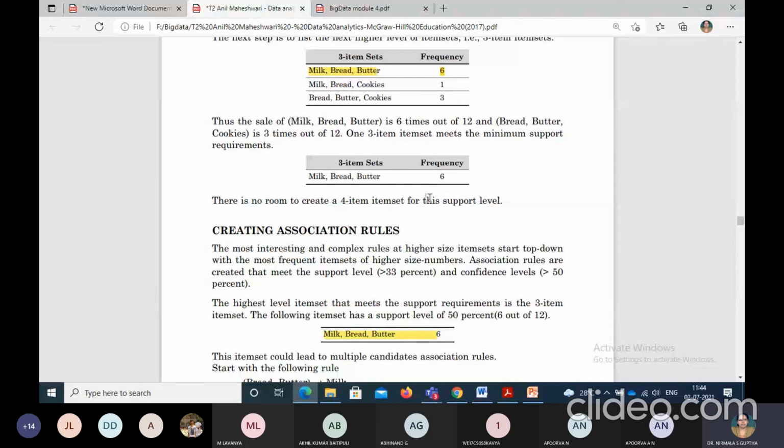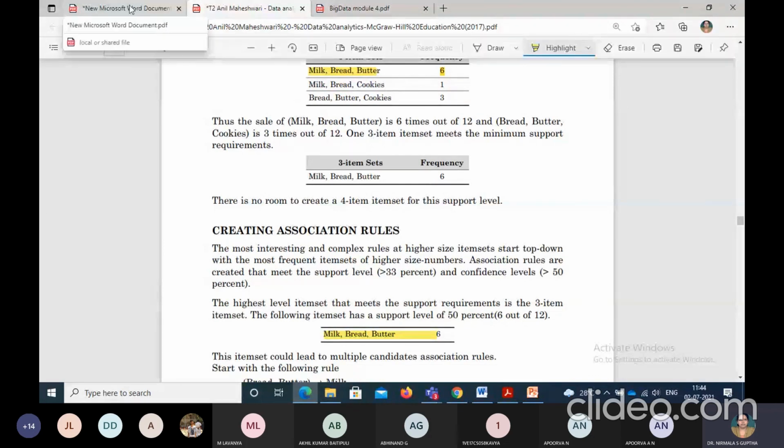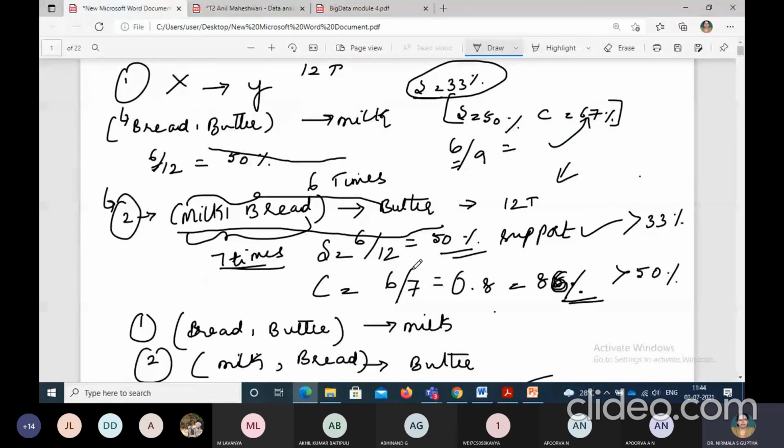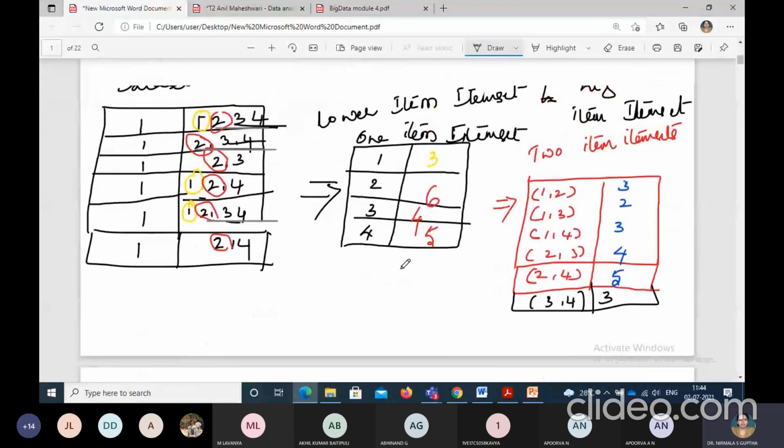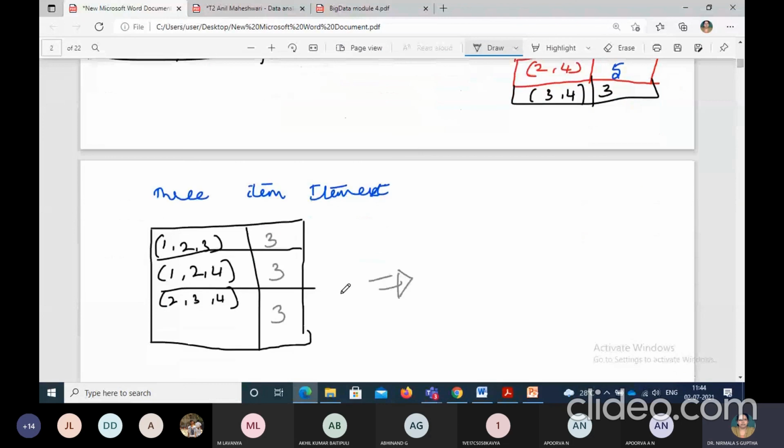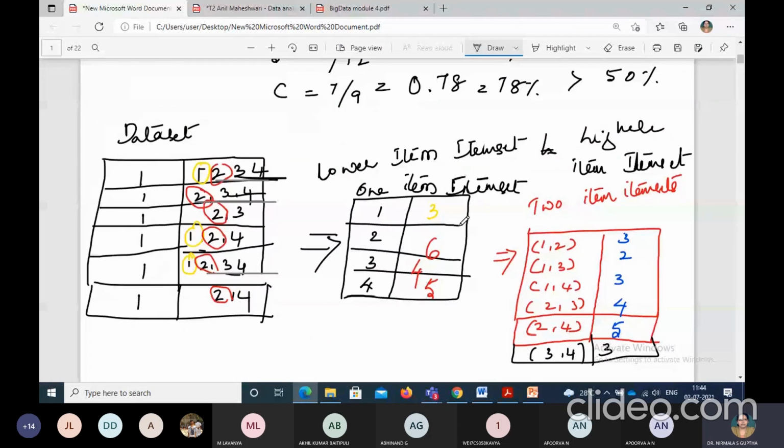Correct. Now the task for you is, when we come back on Monday morning class, I can randomly choose any one of you, and you need to give me the decision rules, the association rules for this particular problem. Okay, so for this particular problem, what we have just now arrived at, you need to give me the association rules for this particular data set.